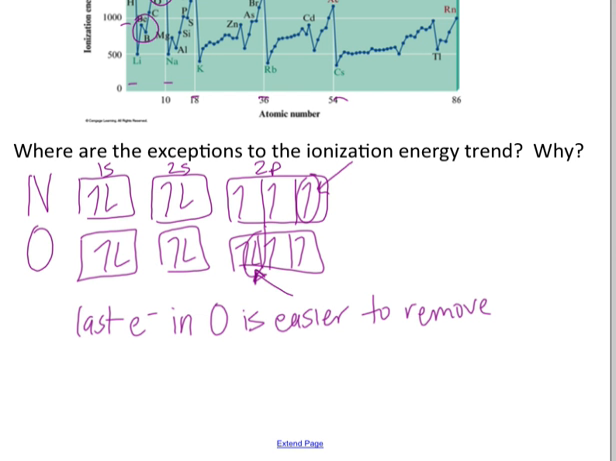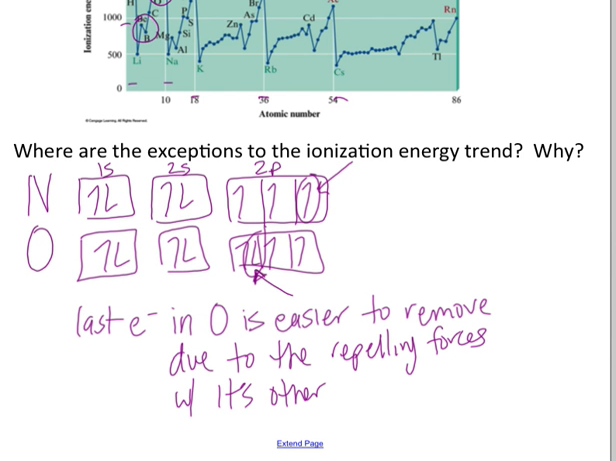Repelling forces. Remember, this is a negative electron now sharing its space. There's a statement in a lot of textbooks that say half-filled orbitals are more stable. That is true, but it's not something that on the AP they take, and a lot of students just learn that. Half-filled are more stable. That's true, but it's not a reason. Why are half-filled orbitals more stable? Because filled orbitals have repelling forces. So, the last electron in oxygen is easier to remove due to the repelling forces with its other p electron.